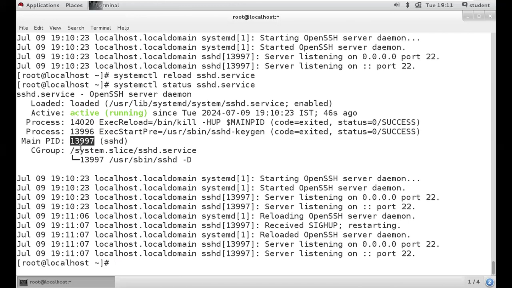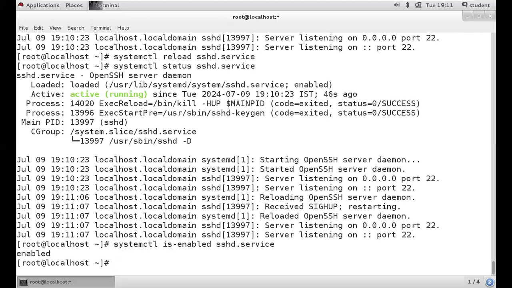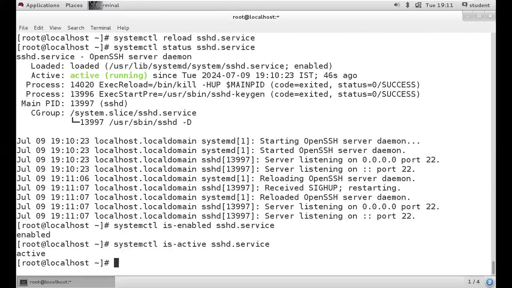So don't bother about those other PIDs. Only the main PID you need to bother about. I hope you got it, guys. Yes, no? See here, we got a status: reloading, restarting, and listening. All that stuff we are getting, right? Clear, guys? Now systemctl is-enabled sshd. Now we can find whether the service is enabled or not. systemctl is-active, whether the service is active or not, we can find. Right, guys? I hope you got it.